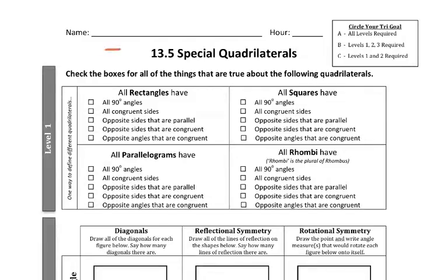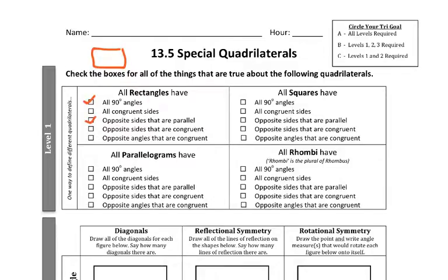So when we think about a rectangle, hopefully you have this in mind. It's a quadrilateral that has all 90-degree angles. I don't think all of the sides are congruent with rectangles. I mean, they might be, but it's not true for all rectangles. So I'm going to leave that one blank. I do think that opposite sides are parallel when it comes to rectangles, so let's check that off.